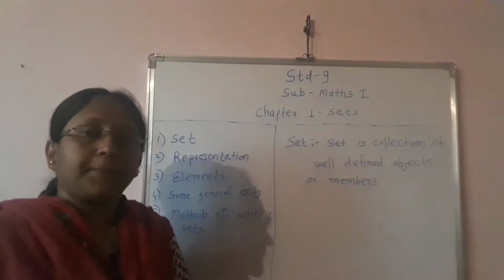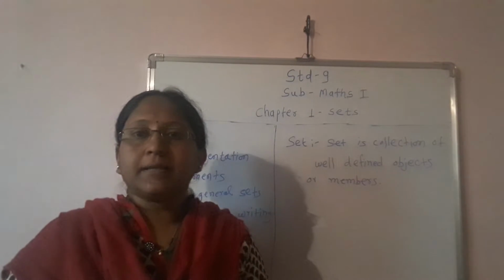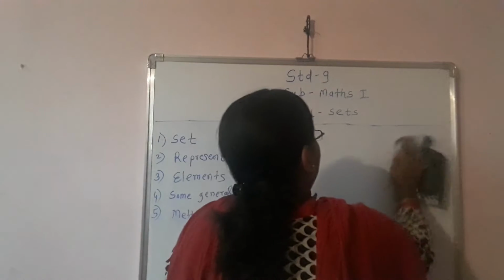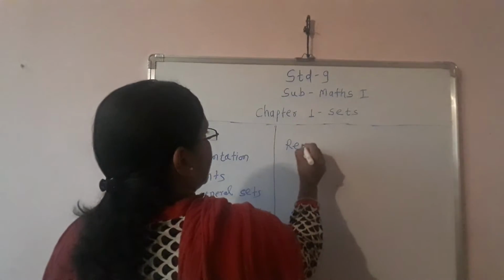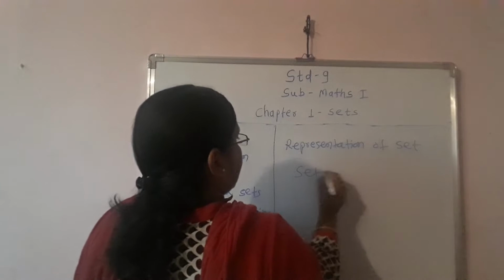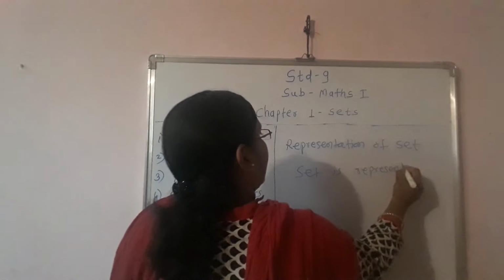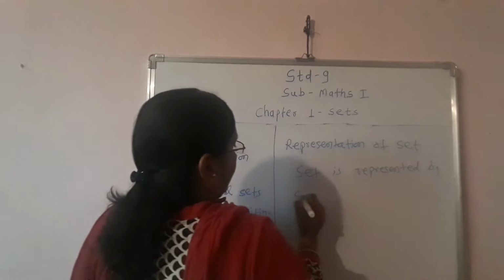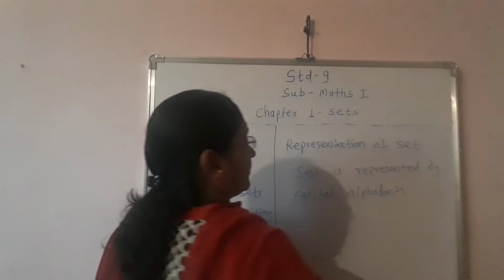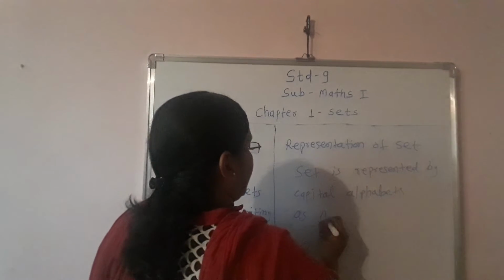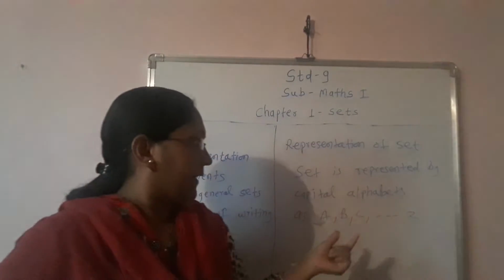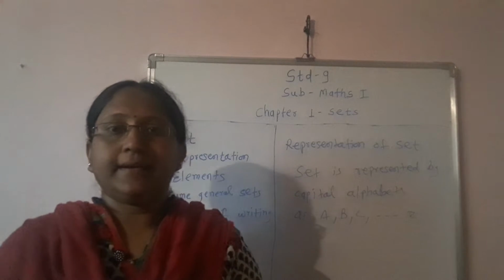Then how to represent a particular set? Representation of set: a set is represented by capital alphabets, as A, B, C up to Z, whichever letter you want to use to represent the set.